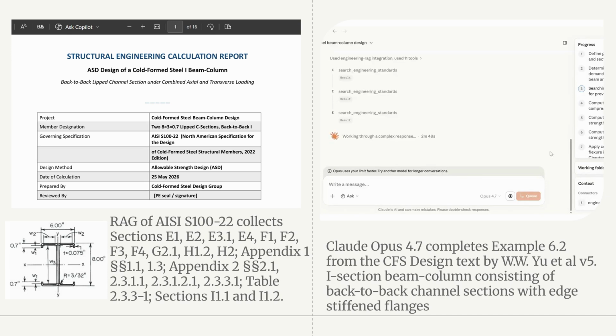In order to gather all the sections from the different chapters of AISI S100, Claude calls the connected RAG database of the specification 14 times and collects details from 19 different sections. Claude then breaks the problem down into component parts and uses the results from RAG to write 7 different Python codes, each calculating different aspects of the design: axial, flexure, shear, interactions, distortional, fastener spacing, etc.